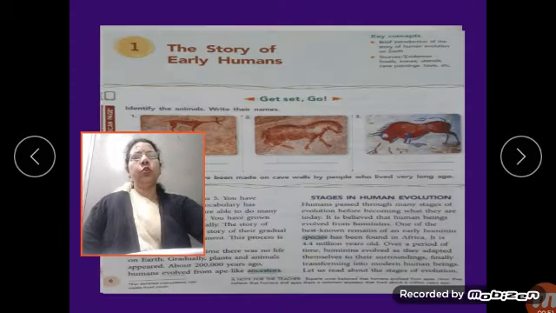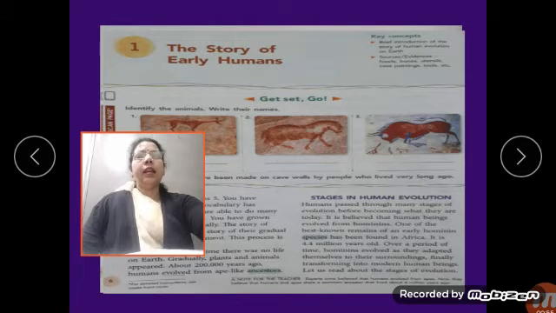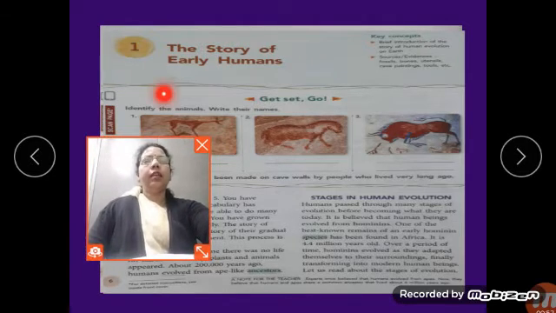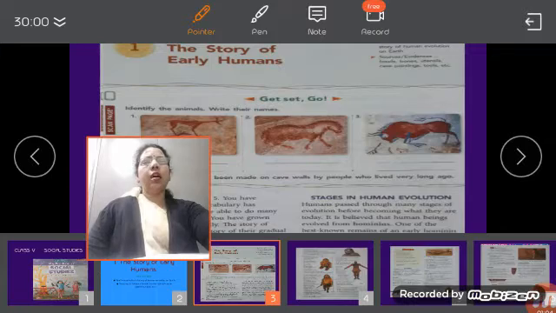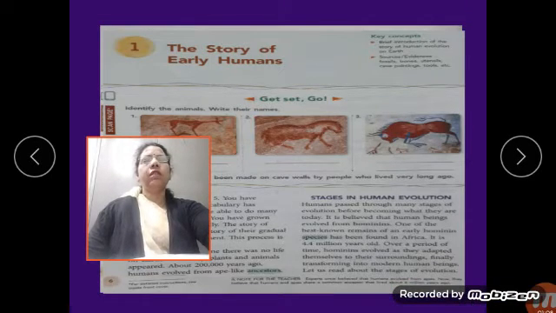First of all, you can find these pictures. Identify the animals and write their names. So you have to identify these animals, children, what is given here, and tell the name of these. What are these pictures? Do you know what these pictures are?